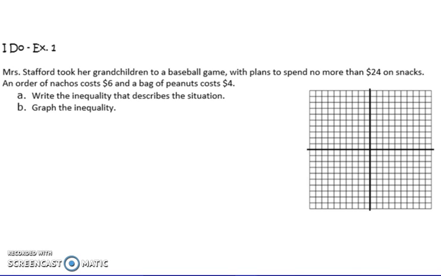If we read our first one, Mrs. Stafford took her grandchildren to a baseball game with plans to spend no more than $24 on snacks. An order of nachos cost $6 and a bag of peanuts cost $4. Now, if we look, we need to make sure we know what's important here. First of all, we want to spend no more than $24. That tells me 24 is the most I can spend, so this is going to be less than or equal to 24.